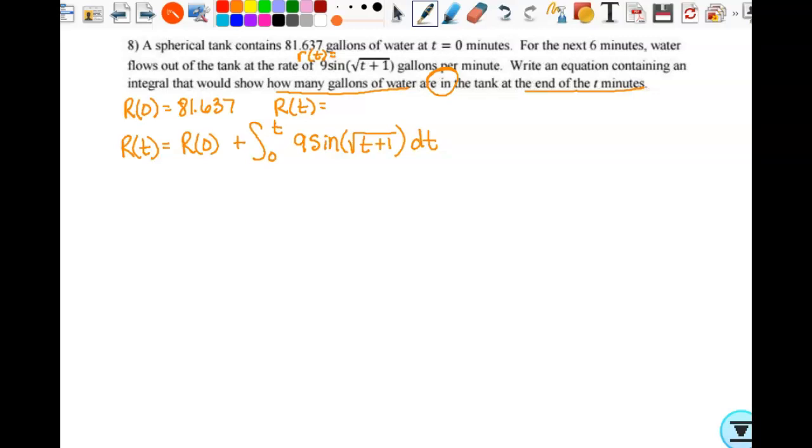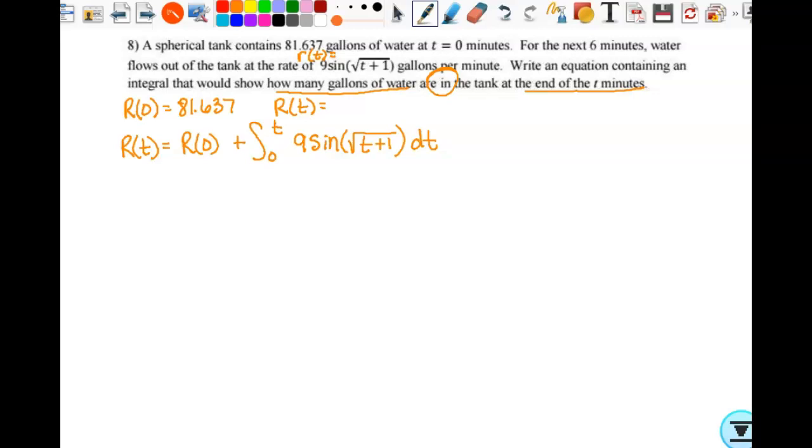So let's think about that. It says for the next 6 minutes, water flows out of the tank at a rate. If water flows out at a specific rate, is that rate positive or negative? So the water flow rate is negative. If it flows out at a certain rate, we'd say it flows out at 5 gallons per minute or whatever it is. We wouldn't say it flows out at a negative 5 gallons per minute. Do you see the difference there?